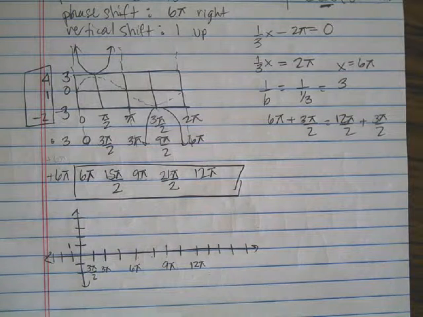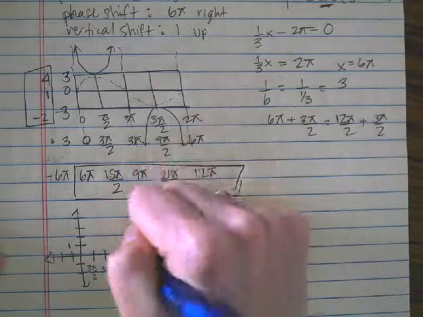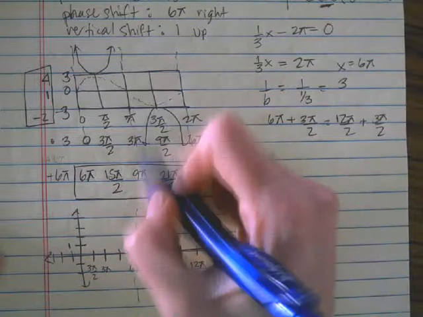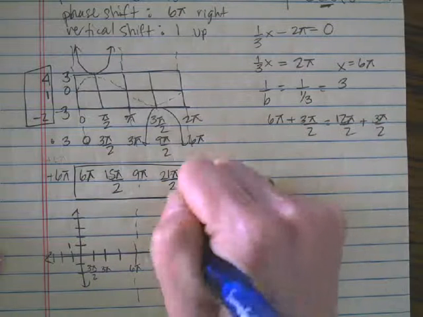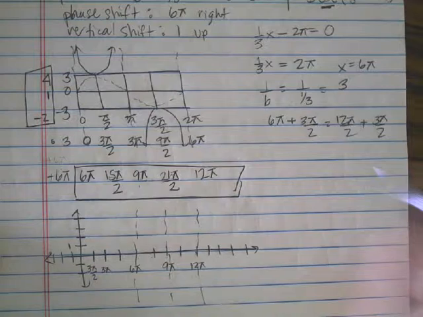Okay, so then I always graph my asymptotes first. My asymptotes are at 6 pi, 9 pi, and 12 pi. And then I just want to see where my u is.